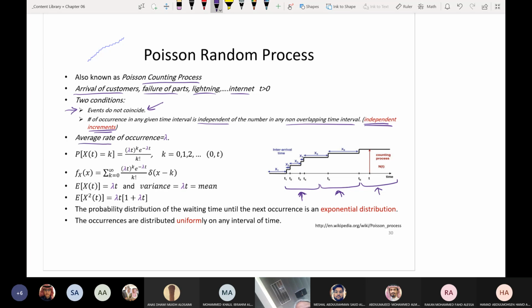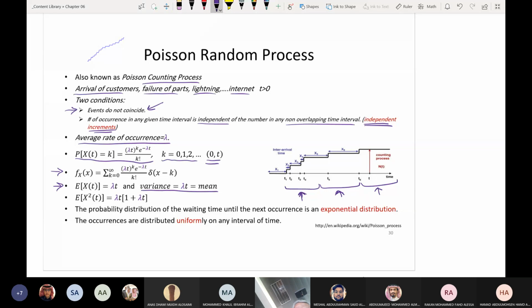The average rate of occurrences is lambda, which gives us this equation. The probability that X of t or N of t equals k is (lambda t) to the k, e to the minus lambda t, over k factorial, and this goes for k a nonnegative integer. And this happens in 0 to t seconds. Of course, this is the PDF, a series of deltas, and this is the average, and this is the variance.